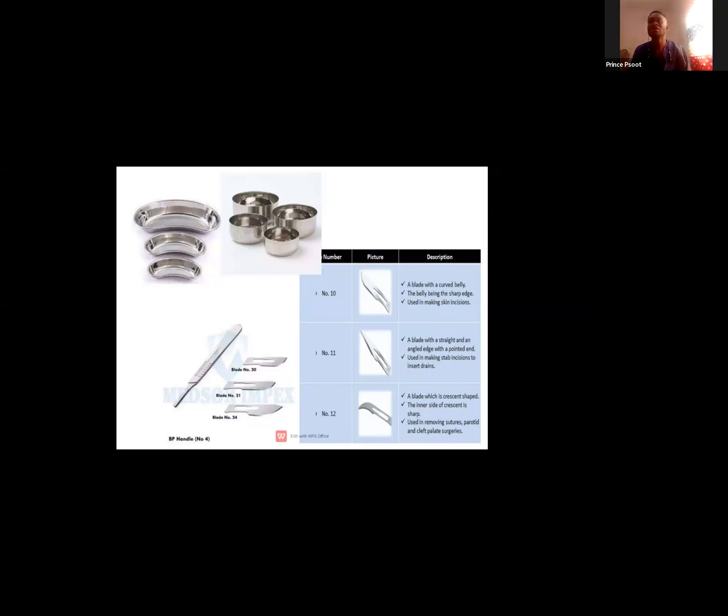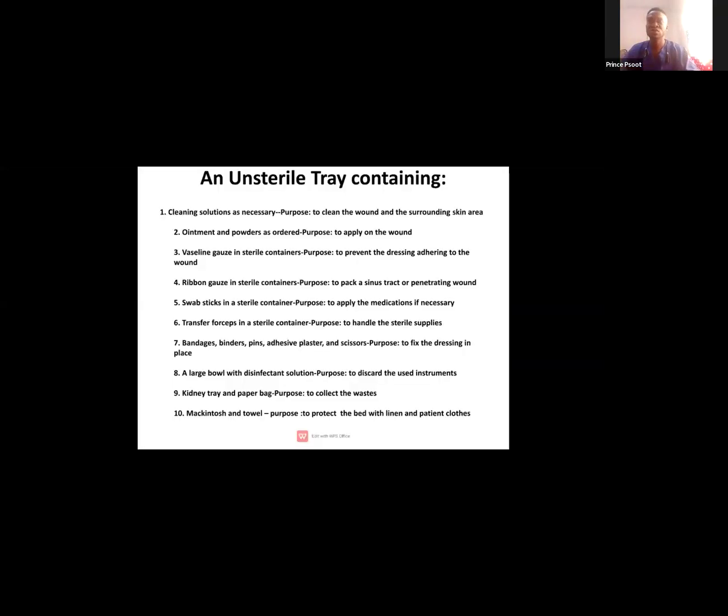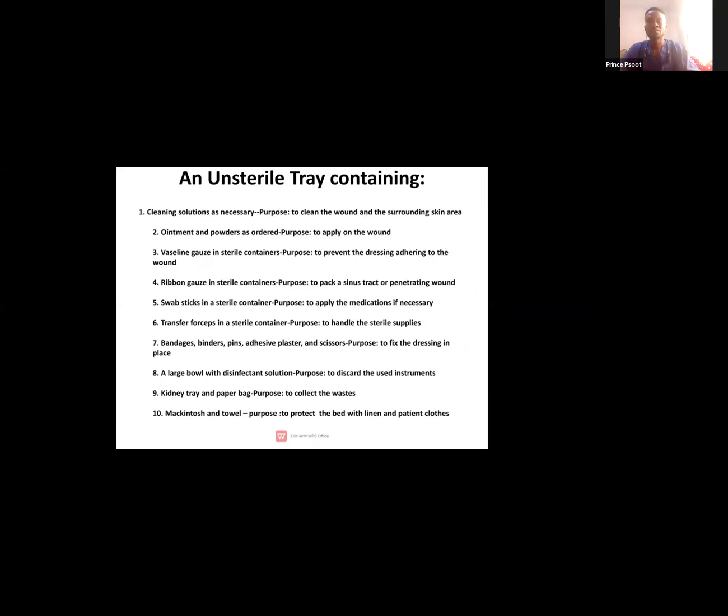They differ in how big they are, their shape, curvature, and different things. If you look at the last one, that number 12, it's used to remove sutures. Because it's sharp, you can use it to pick up and cut sutures, so it's very easy. In place of that, we can also use the number 11 to remove sutures, but the most ideal is number 12. So all these are just instruments that are used for wound dressing.